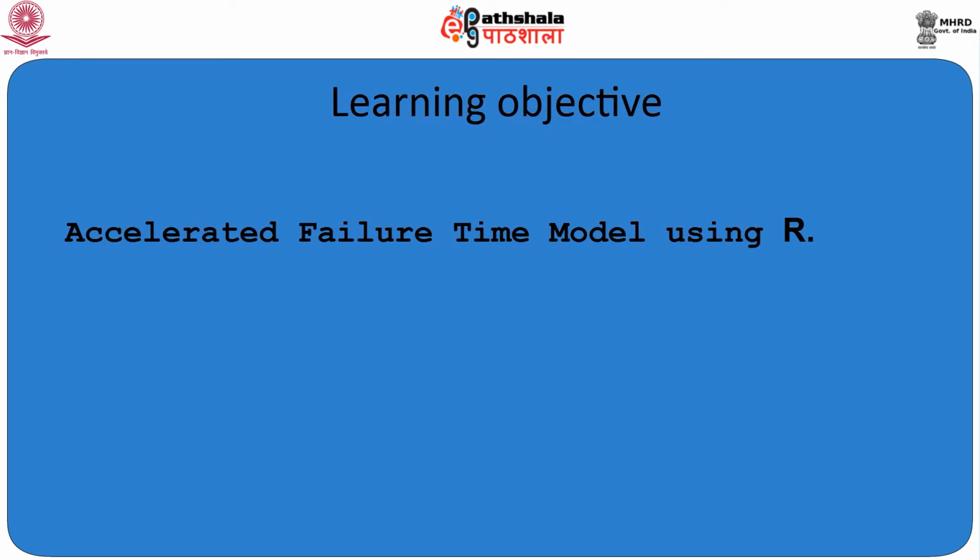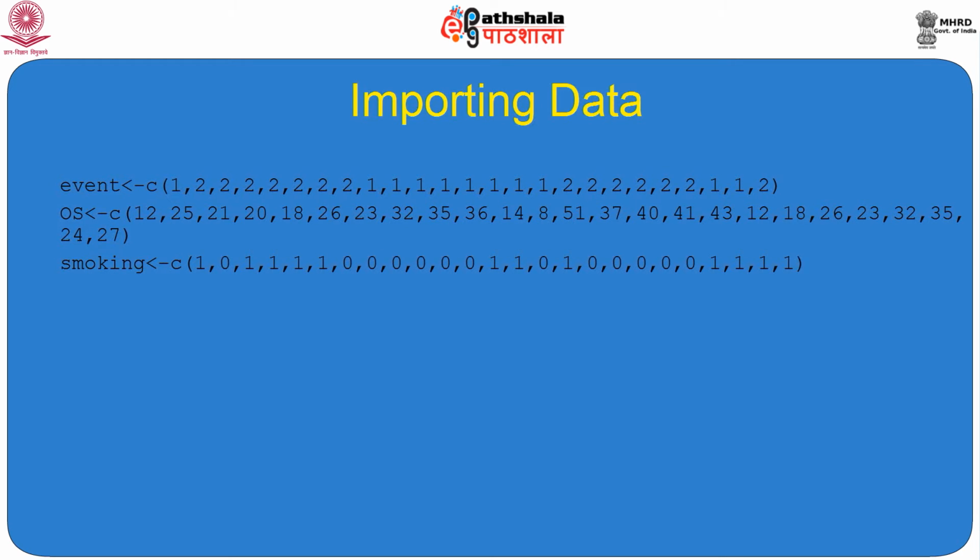Here we are going for the accelerated failure time model. We are using R. The learning objective is how to fit the accelerated failure time model through R. This is the data. The first variable is event, which is coded as 1 or 2. So the event of interest may be considered as death or relapse after doing the surgery or after giving the treatment.